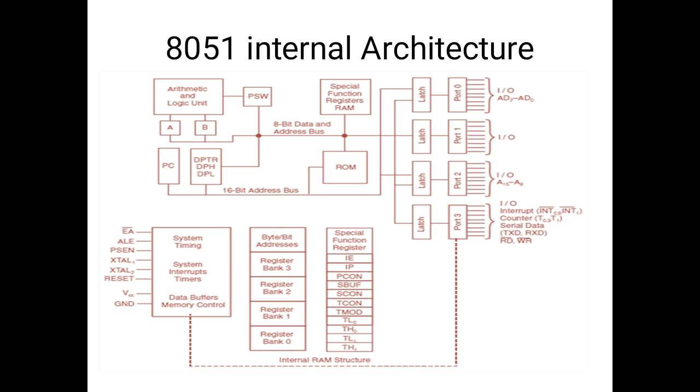This is defined as the data pointer register. It is a 16-bit register containing a higher byte and a lower byte. The higher byte is defined as DPH of 8 bits and the lower byte as DPL of 8 bits, and the combination forms 16 bits, and this is used for the external data memory address. It also defines the location of data to be used.